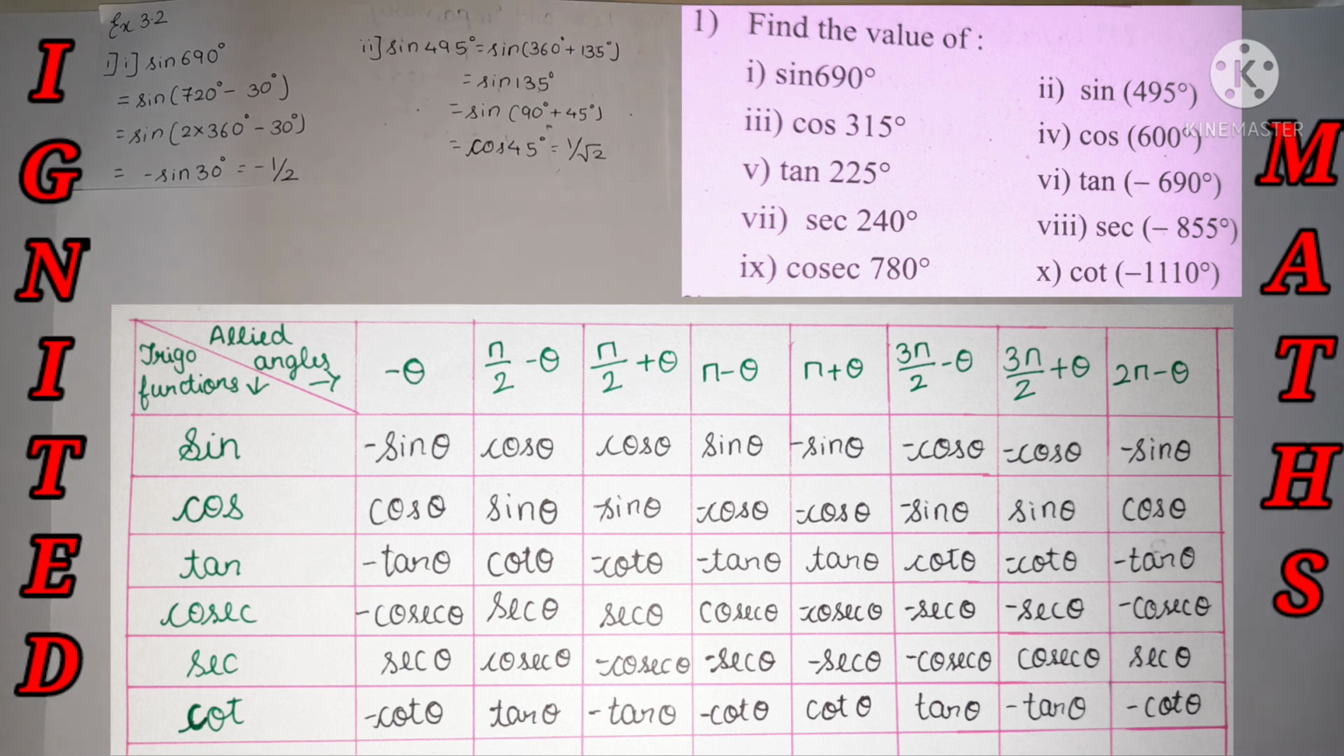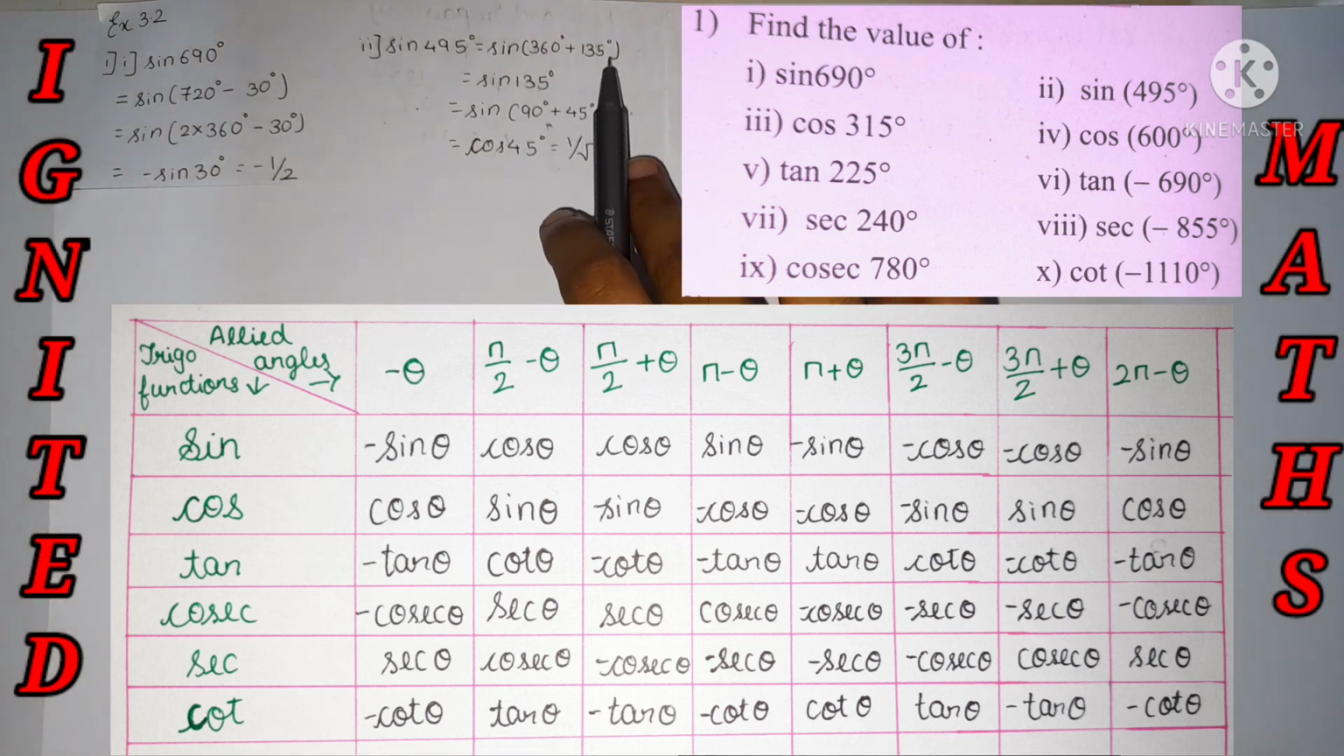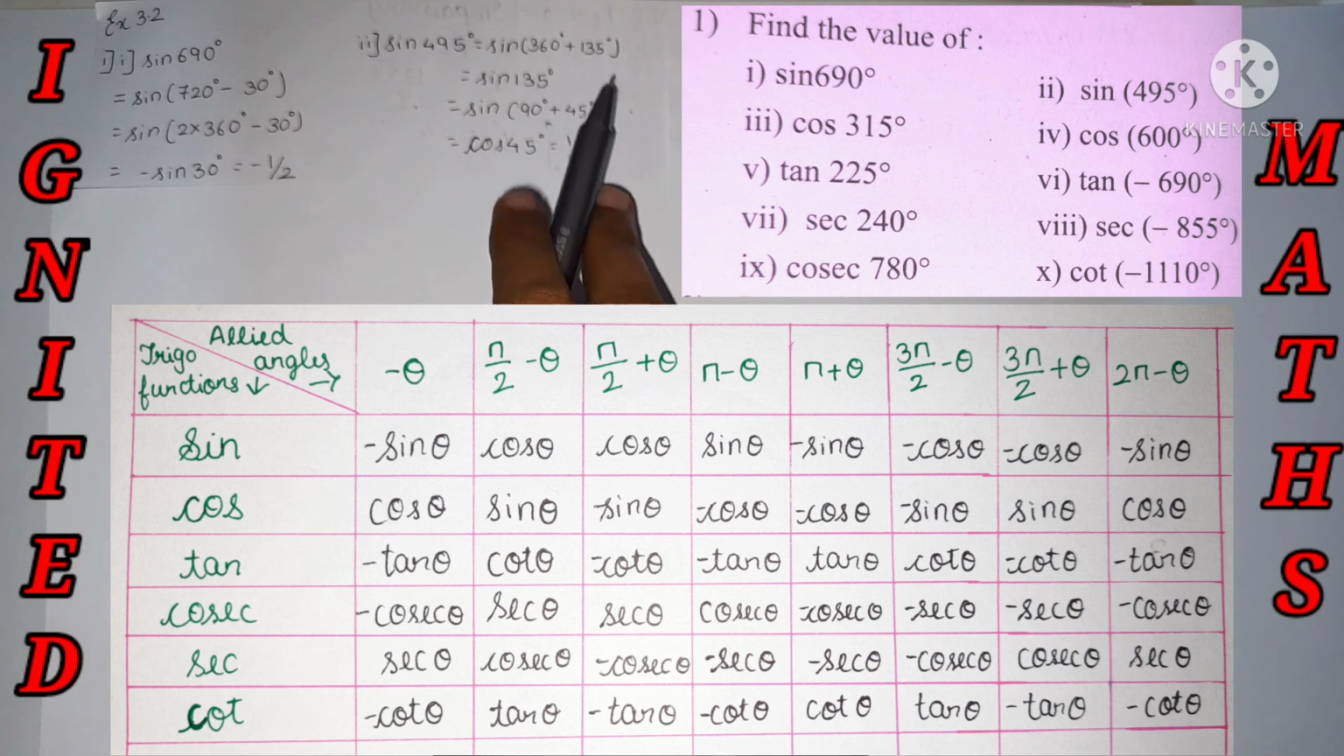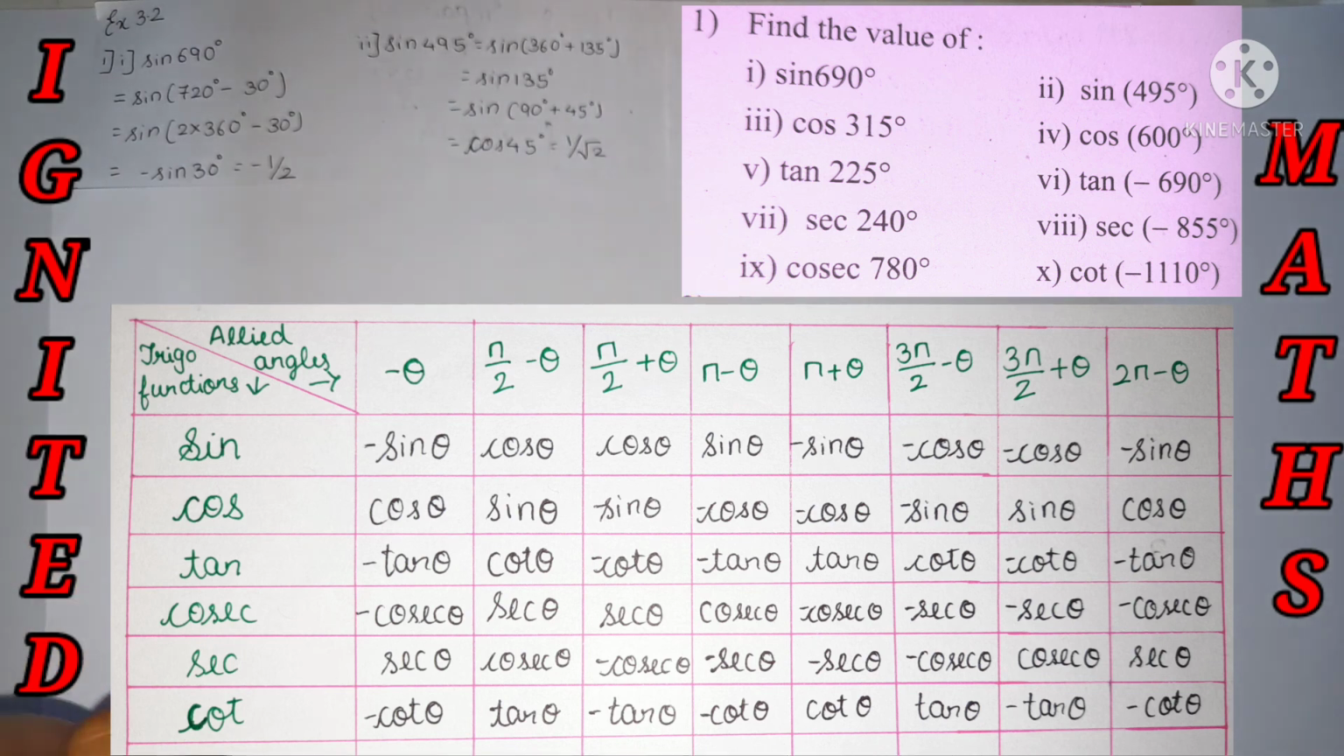The second sub question over here is sine 495 degree. First of all, it is greater than 360 degree. Yes, so I have taken a relation of 360 degree plus 135 degree, which is nothing but 495 degree. It's nothing but sine of 2 pi plus theta, and sine of 2 pi plus theta is nothing but sine theta.